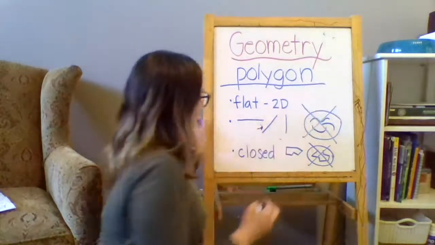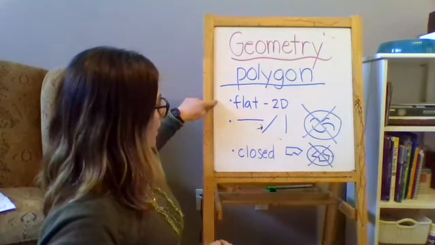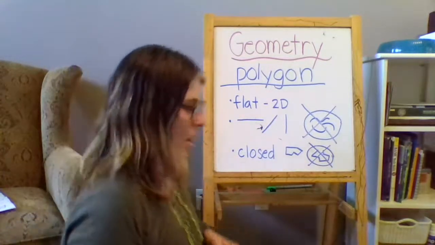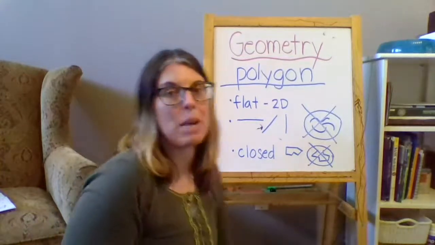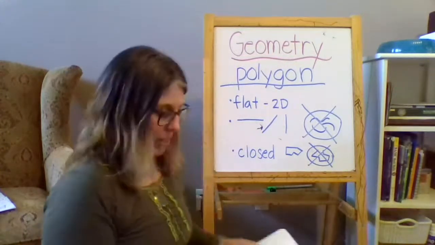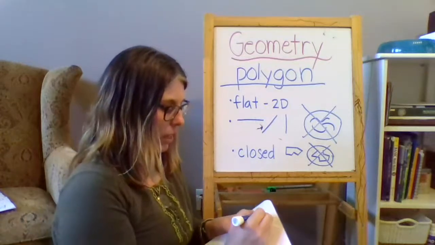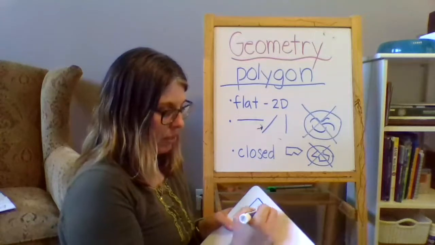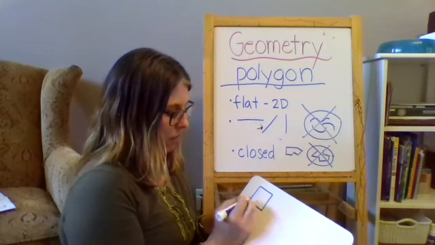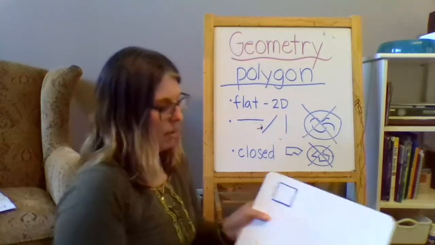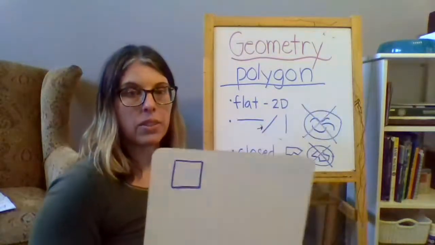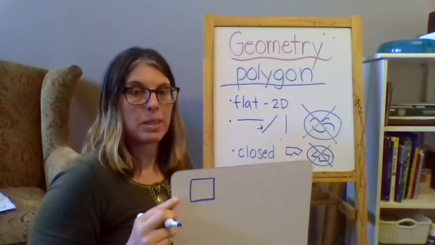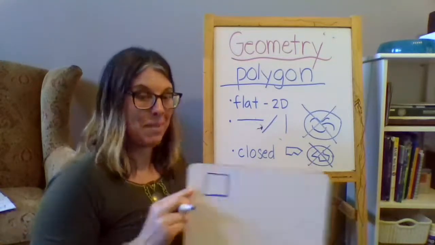Okay, flat, straight lines, closed. Now I'm going to draw some pictures and I want you to tell me if it's a polygon or not. Okay, let's do the first. Fix it just a little bit. What do you think? Does it have straight lines? Is it flat? Is it closed? Is it a polygon? Yep.